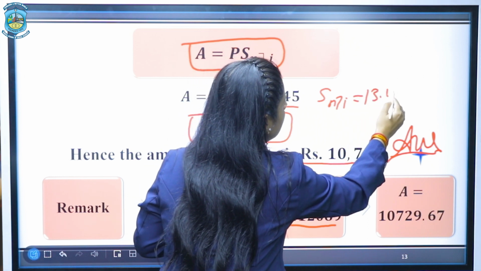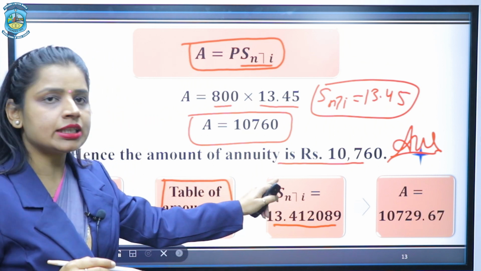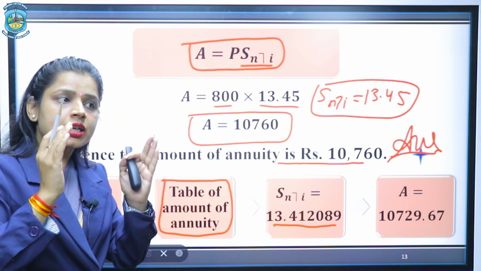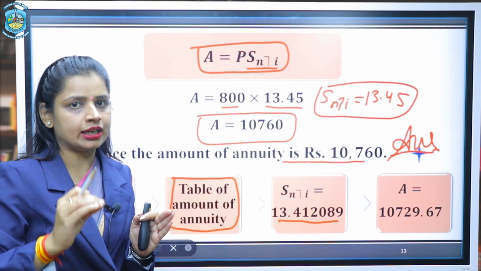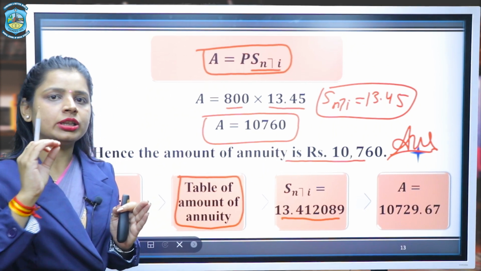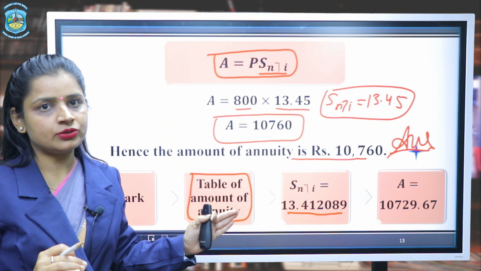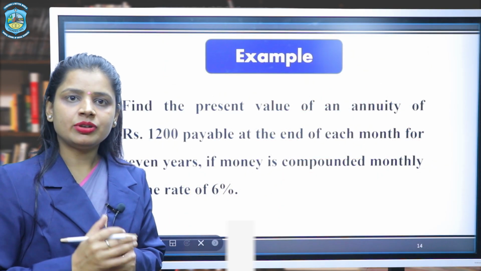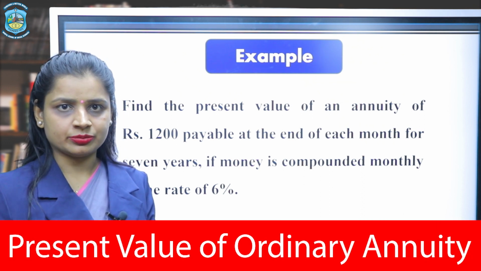So, just see, by the mathematical technique this value was 13.45 and by the table it is 13.412089. So, there is a small variation in the value of Sn angle at i. Based on that variation, the amount of annuity will differ in both methods. Next, we will calculate the present value of an ordinary annuity.